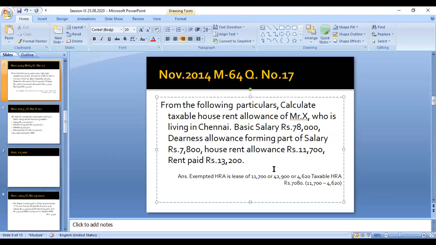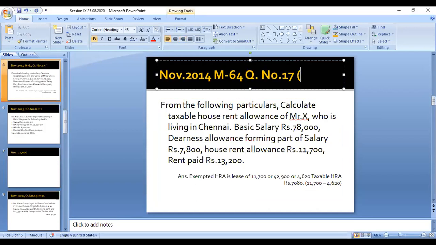These are also available. This is a previous year question paper from November 2014, question number 17, so you can expect this to be a 5-mark question. I put that M64 for my reference.